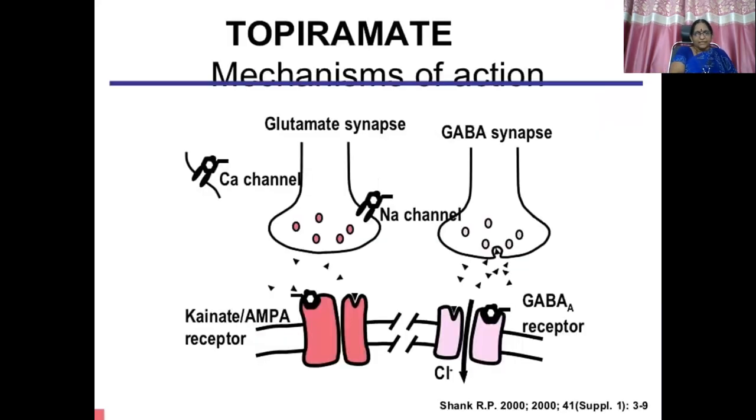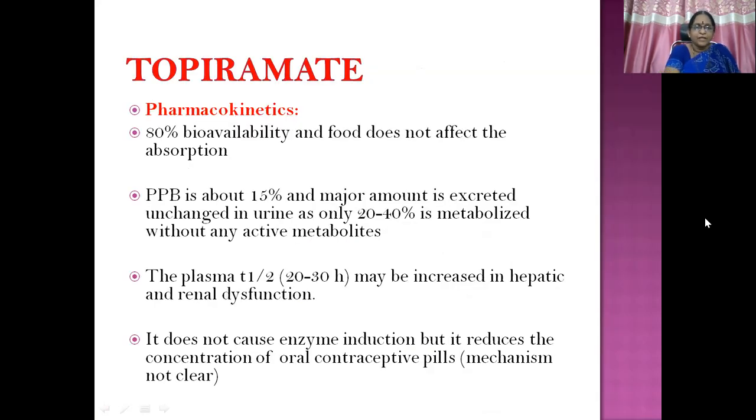Then topiramate mechanism of action. So we can see here calcium channel blockade, sodium channel blockade, and then GABA-A receptor potentiation, and AMPA excitotoxicity is inhibited through blockade of kainate or AMPA receptors. Then pharmacokinetics: 80% bioavailability and food does not affect the absorption. Less plasma protein binding and a major amount is excreted unchanged in urine. 20 to 40% is metabolized without any active metabolites. Half-life is 20 to 30 hours. May be increased in hepatic failure or renal failure cases.